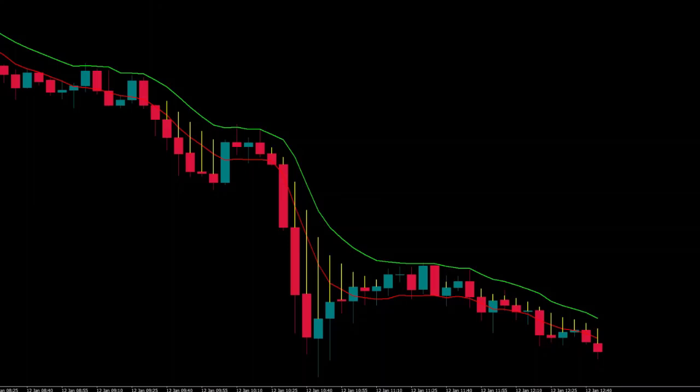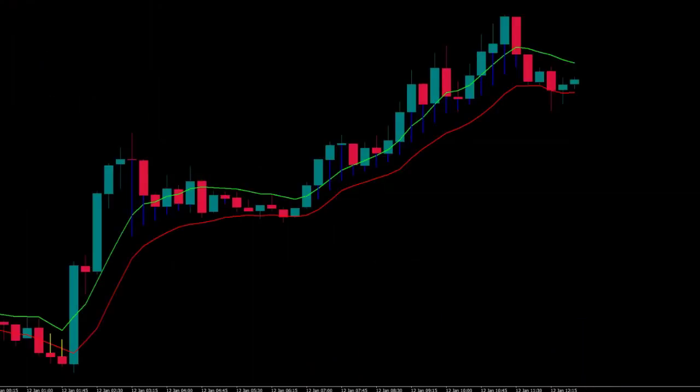Introducing RABBY, the first gold indicator that visualizes price detachment for high precision entries. RABBY is not a blind signal generator. It is a momentum dislocation scanner. Here's the logic. Markets have an equilibrium zone.